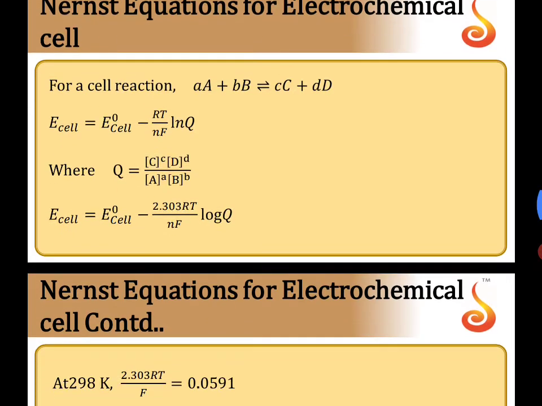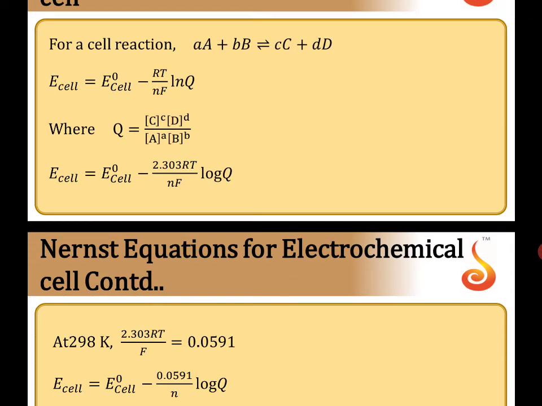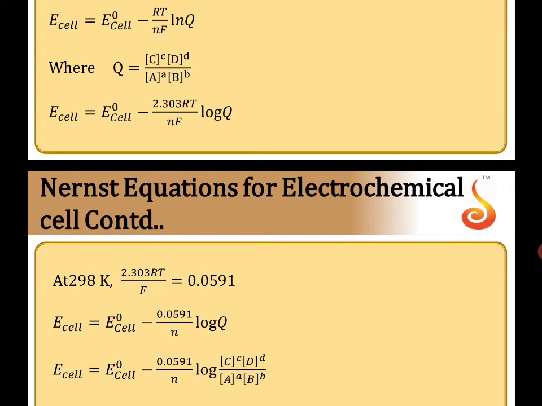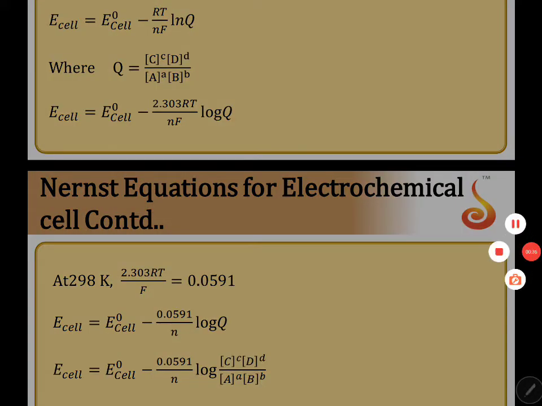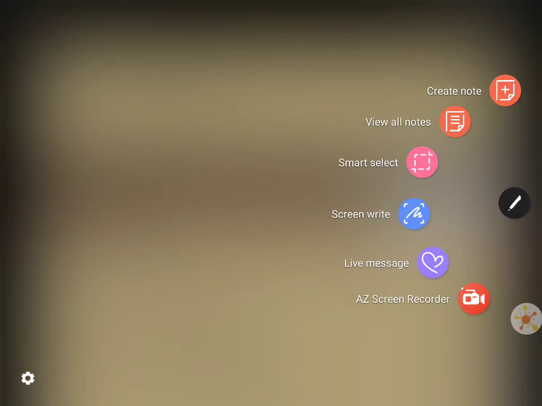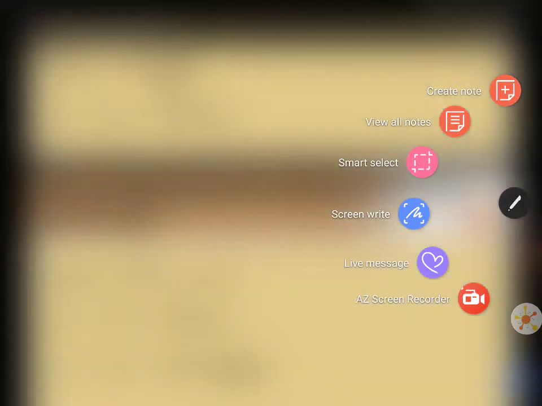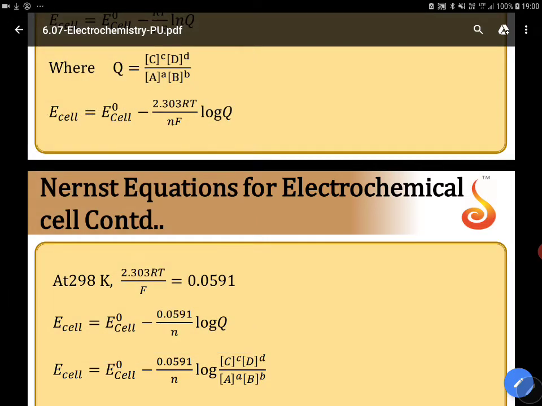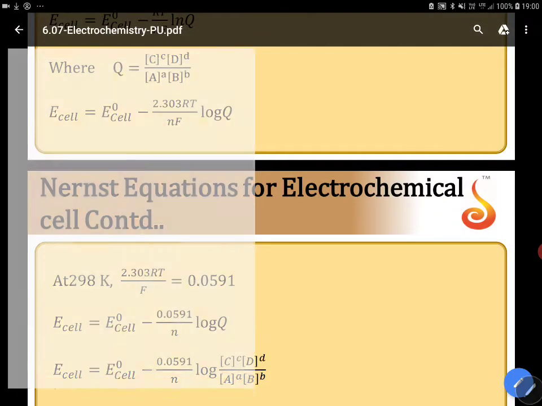Now, what is the significance of this equation? We are going to say, because significance is not given here. So you will know the significance only when you apply this equation to an actual cell like the Daniell cell. So I will show you the physical significance of this equation. You will really come to know and appreciate the Nernst equation and equilibrium constant.